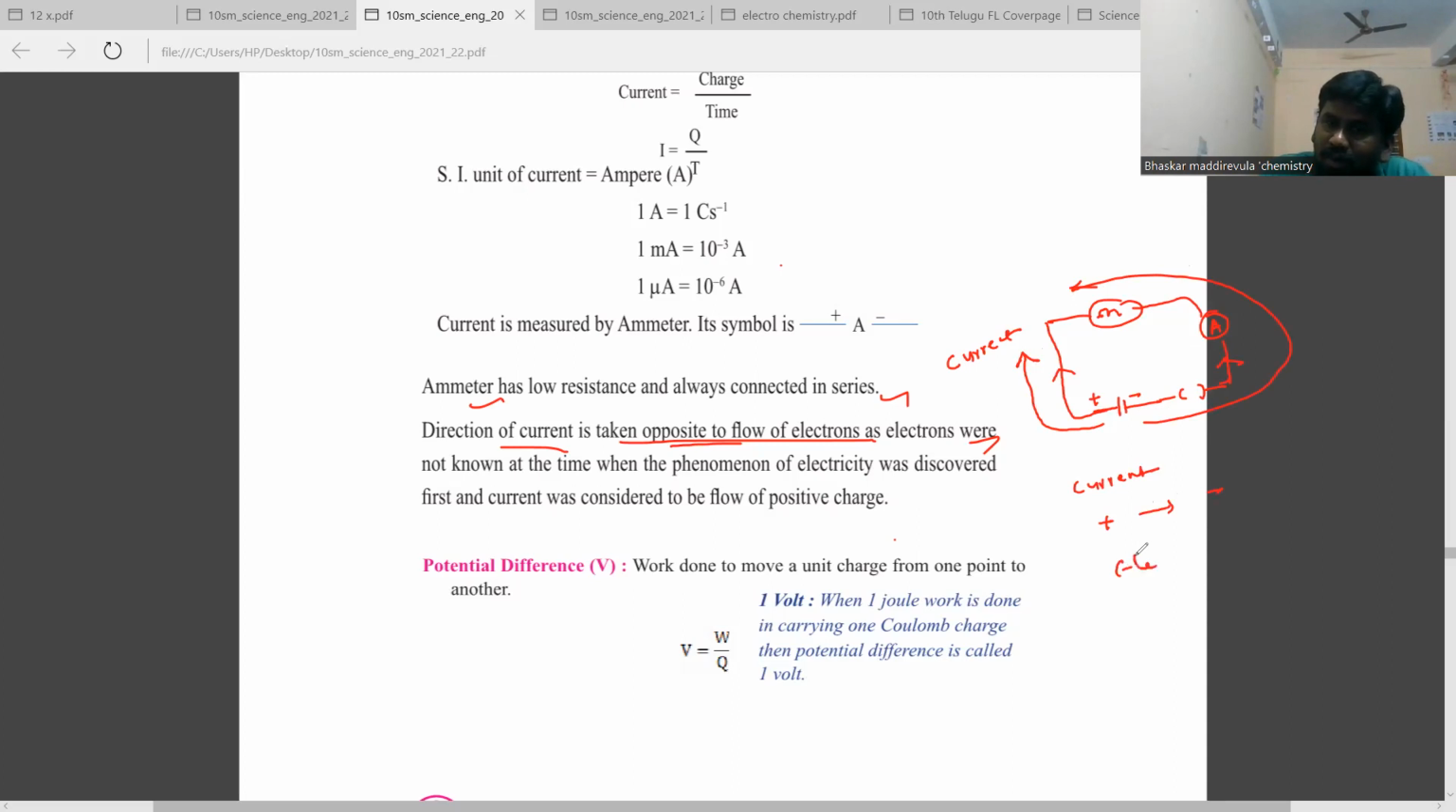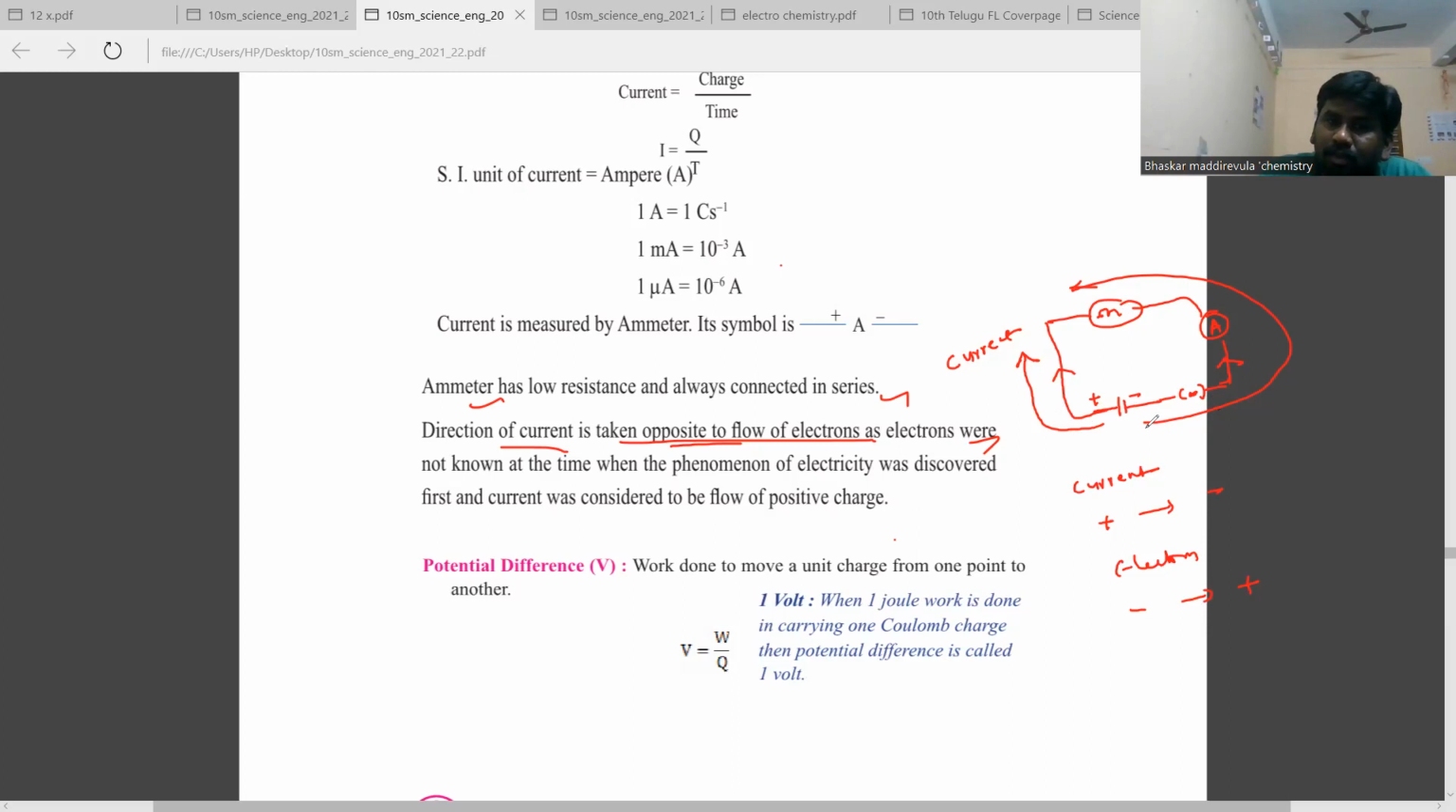The electrons will flow from the negative to the positive terminal. So we need to close the gate. Electrons will flow through the ammeter, then reach the load. So current will flow in the opposite direction. This you have to keep in mind.